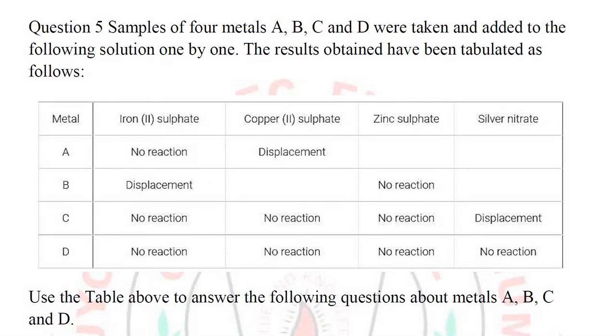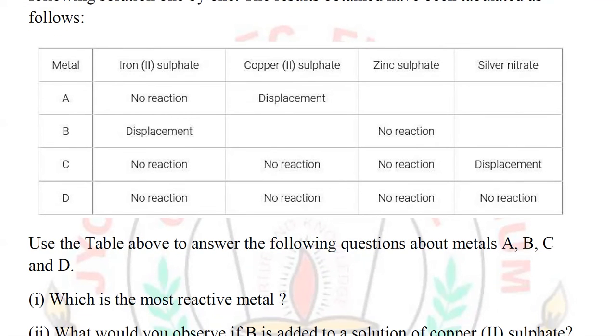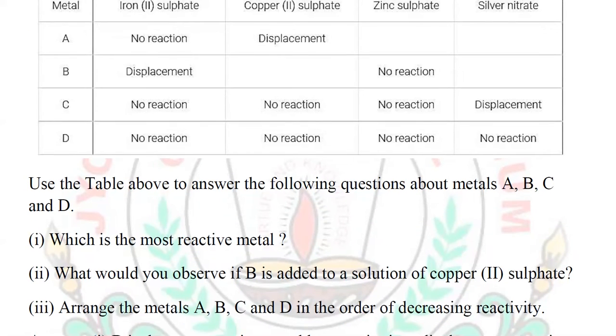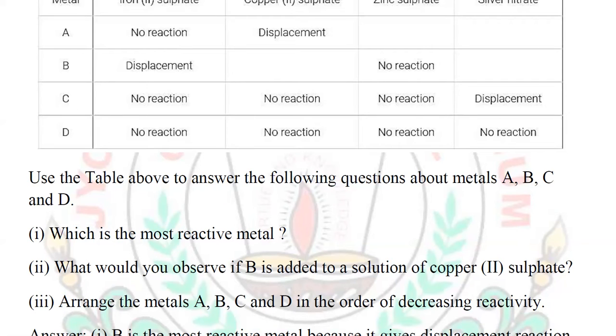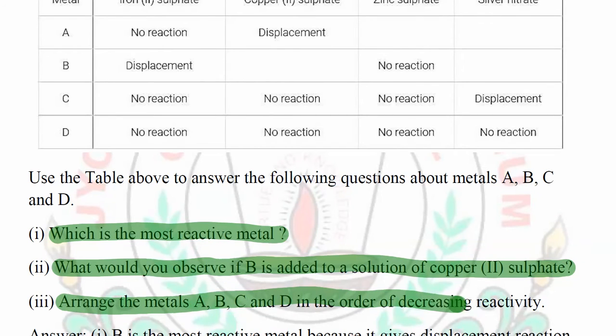So let's see what the different questions are which we have to answer on the basis of this table. Number one, which of the metals is the most reactive metal? Number two, what would you observe if B is added to a solution of copper 2 sulfate? Number 3, arrange the metals A, B, C and D in the order of decreasing reactivity. So we have to answer these three questions.